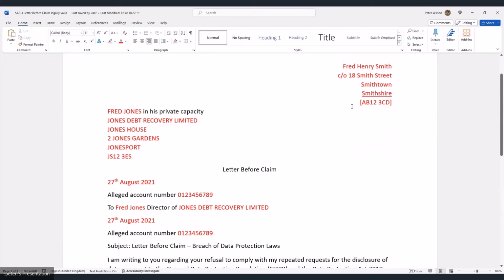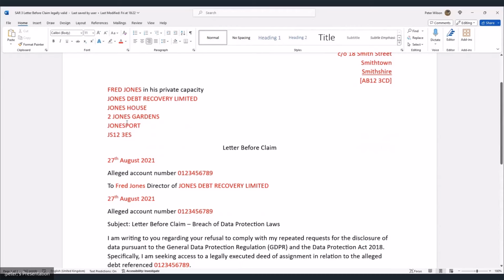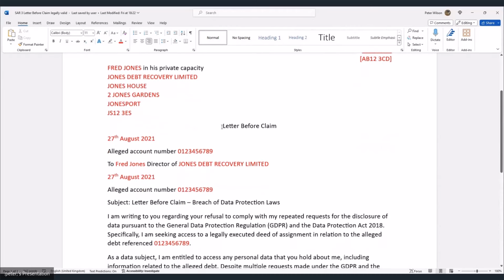Let's have a look. So again, we have the letter before claim. We have our address over on the right-hand side. On the left-hand side, we have them, the debt collection agency. Okay, so we're going to tell them what we're talking about. It's a letter before claim.